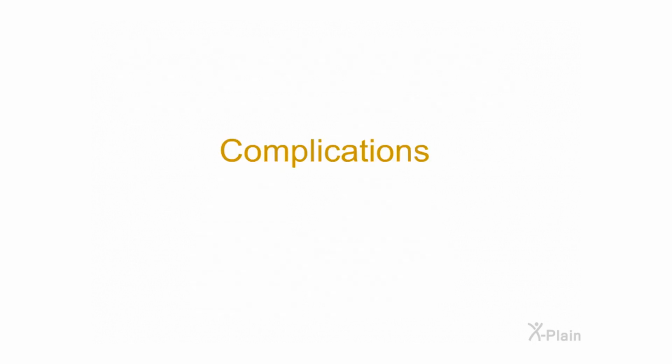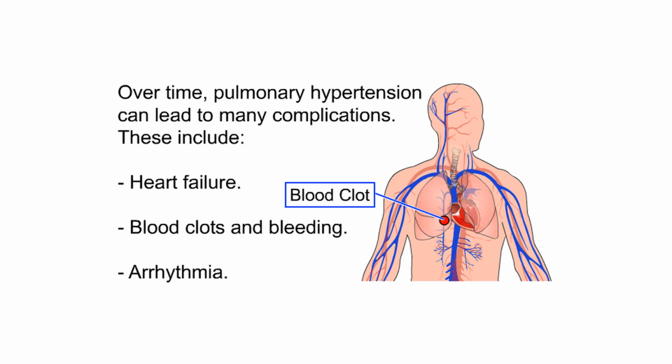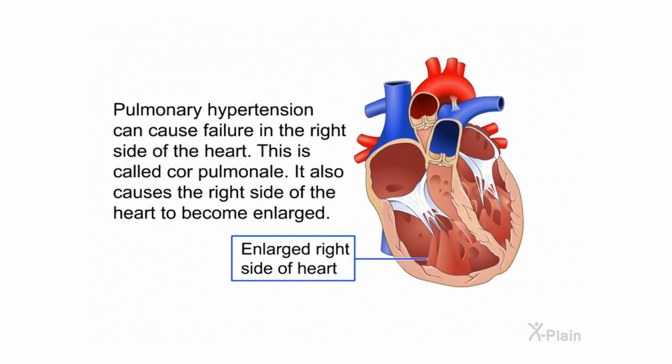Complications. Over time, pulmonary hypertension can lead to many complications. These include heart failure, blood clots and bleeding, arrhythmia. Pulmonary hypertension can cause failure in the right side of the heart. This is called cor pulmonale. It also causes the right side of the heart to become enlarged.